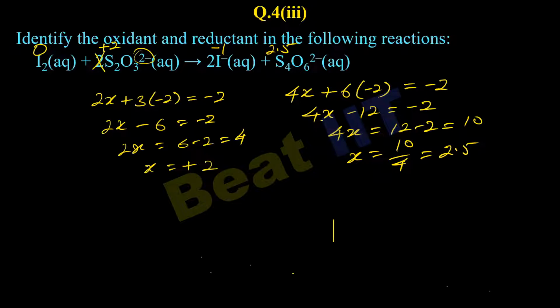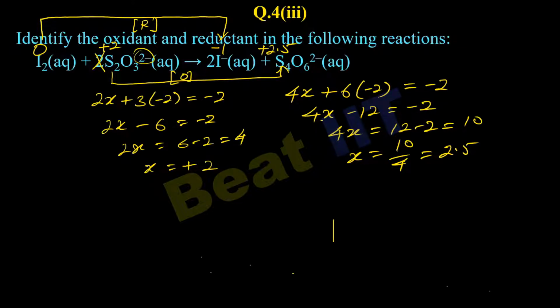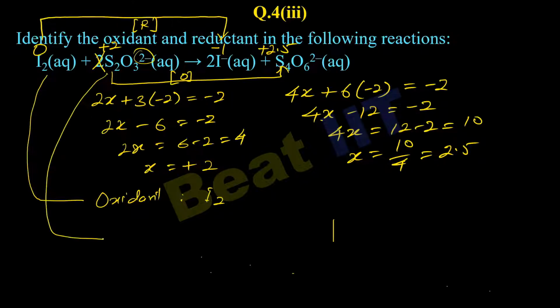So we can identify the oxidation and reduction now. Oxidation state of iodine from 0 to -1, it is decreased. It means it is a reduction. Here oxidation state of sulfur from +2 to +2.5, it has increased. It means it is oxidation. The part which has got reduced is oxidant. The part which has got oxidized is reductant.